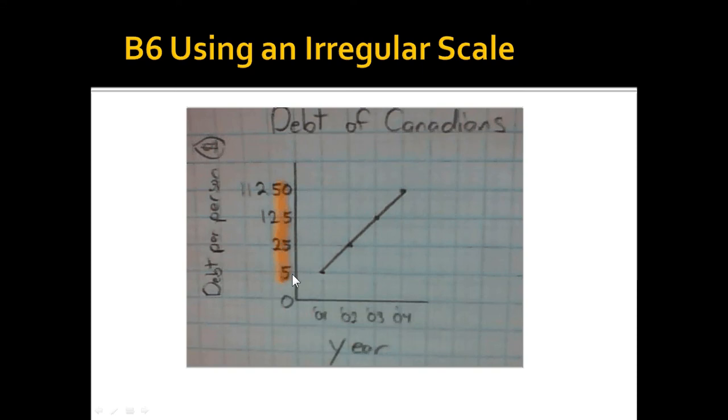An irregular scale. On every graph, each interval or square or box or section should be worth the same amount. But notice that this goes from 0 to 5. So this is an interval of 5. From 5 to 25, that's a 20 increase. And then from here to here, that's a 100 increase. And from here to here, that's an 11,125 increase. You are not supposed to make graphs that way. Your intervals should be exactly the same. Because if you took this same data and put it on a proper graph, it would look nothing like this.